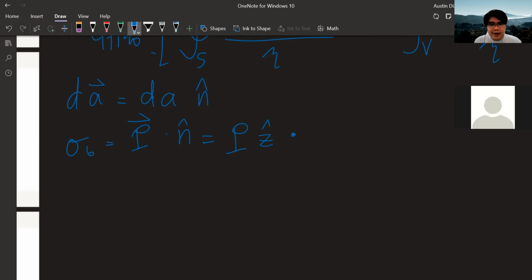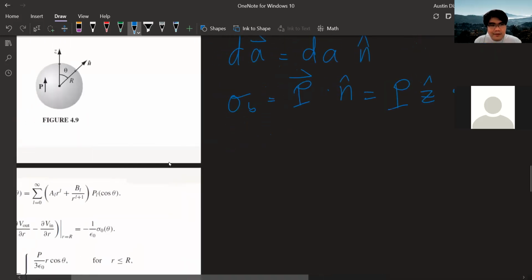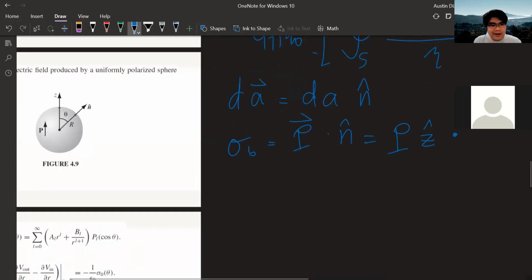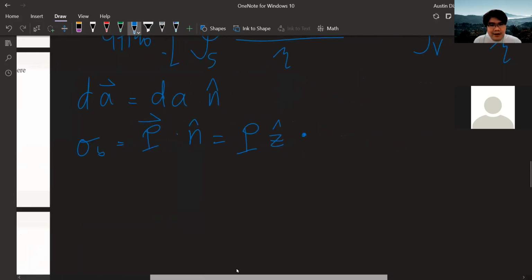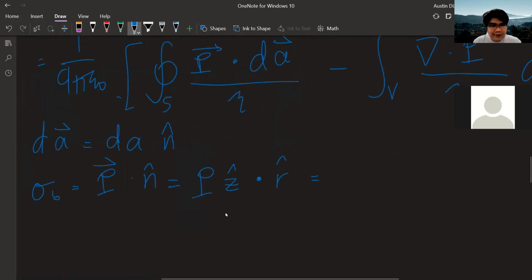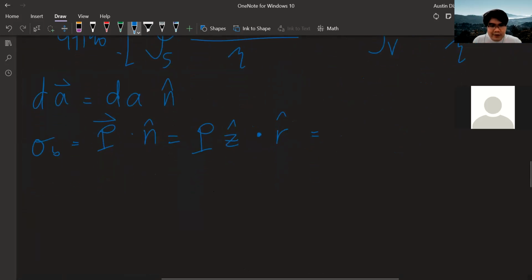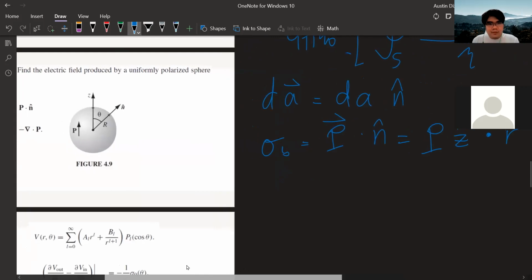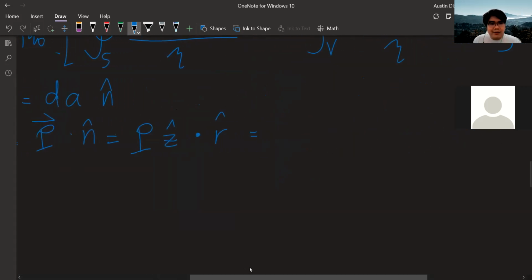And your dot product with n. Ano yung surface mo? Sphere. Okay? So, yung n hat mo will be radial, R hat. Now, this is very easy. Si P ay constant lang kasi uniform daw yung polarization niya. Okay? So, walang mangyayari dyan.